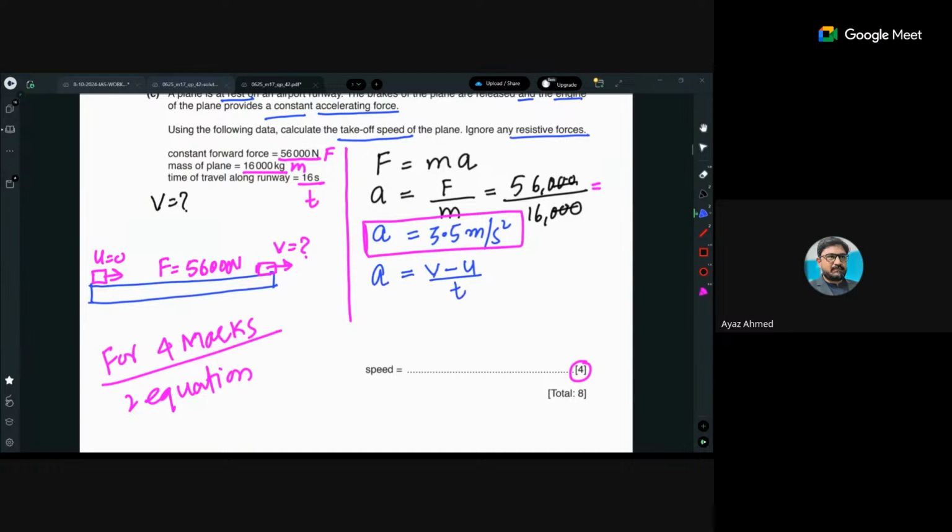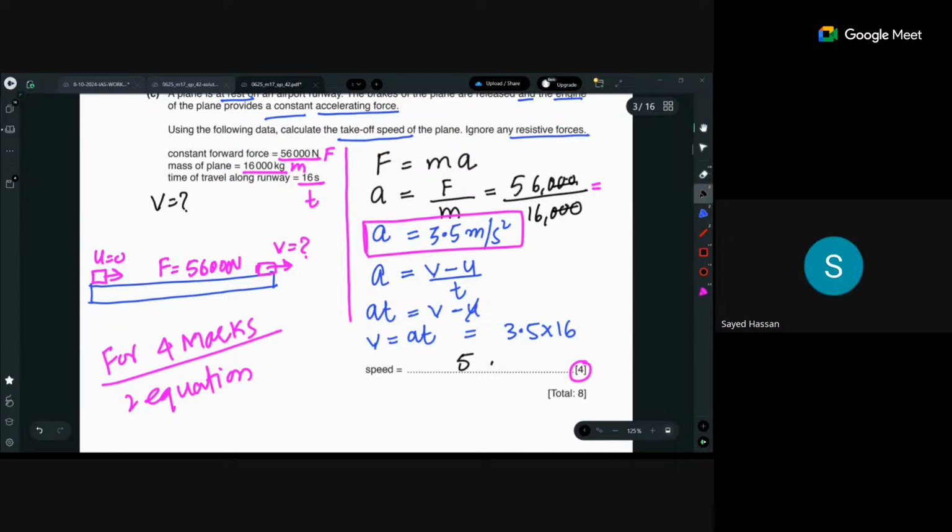So from here, a into t is equal to v minus u. So v will be equal to u, which is 0, so just ignore it. So v is equal to a times t. Acceleration is 3.5 and time is 16. So do the calculation. 56 meters per second. Is this clear to all?